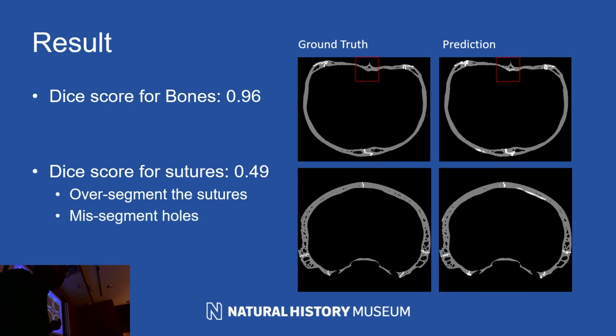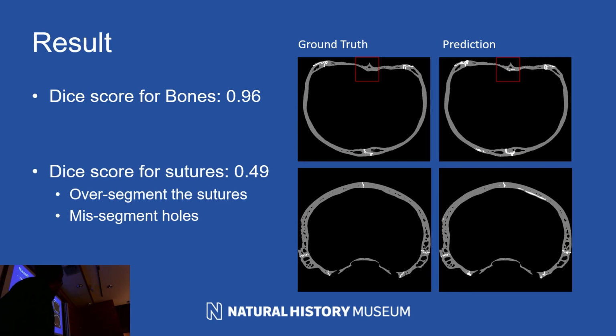And the second one is it will segment these holes as sutures. For sutures, it's normally a semi-open or completely open area within the bone, within the skull. But this is a completely closed area within the bone, so I think they are more like holes in the bone. But because holes and sutures are quite similar, the model sometimes just picks those holes.